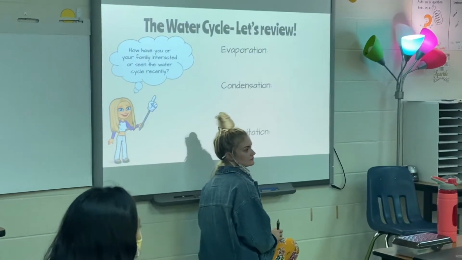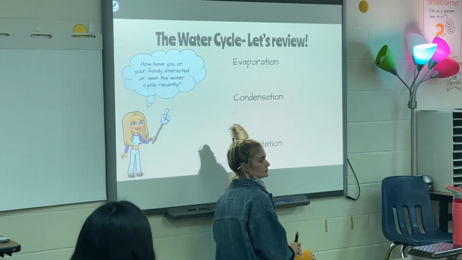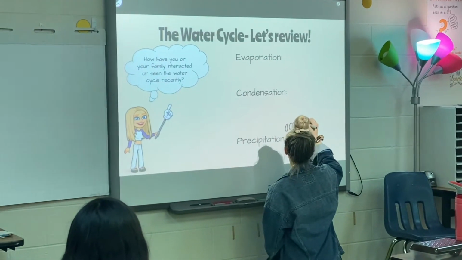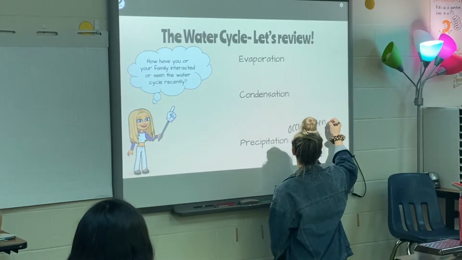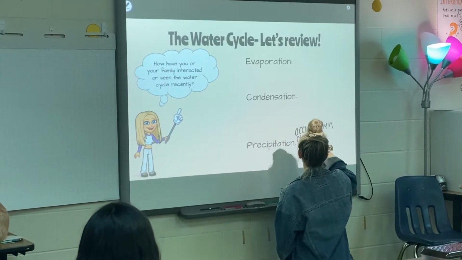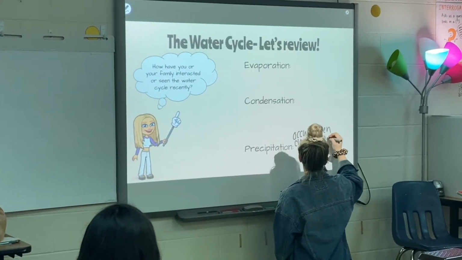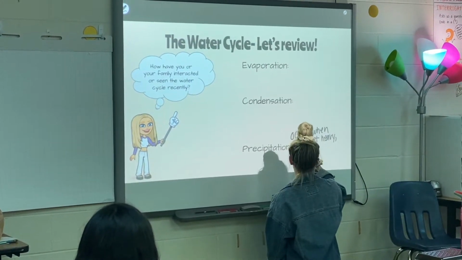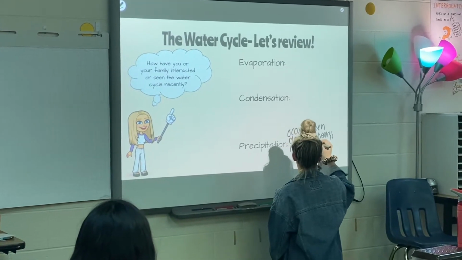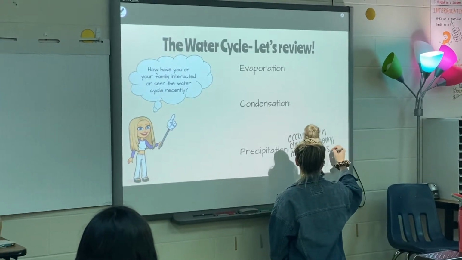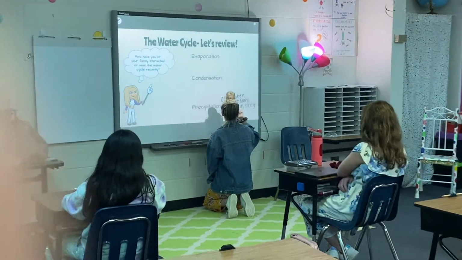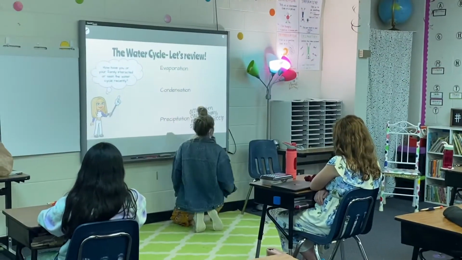Precipitation is when all the clouds get too heavy and then the rain starts to come out. So we'll say precipitation occurs when clouds get heavy, and they can release rain, sleet, snow, and hail.